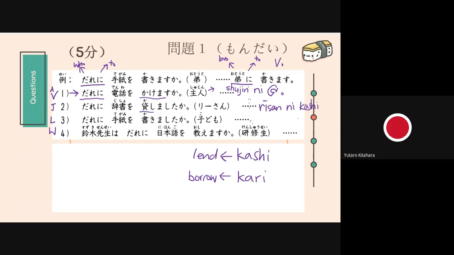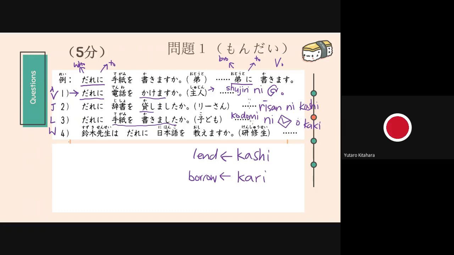Okay? Correct. Next, Lisa, dare ni tegami o kakimashita ka? You wrote letter to who? Let me just write the first question. Kodomo ni. Very good. Tegami o kakimashita. Okay, correct. So kodomo ni tegami o kakimashita. Okay, I wrote letter to my children or to children.